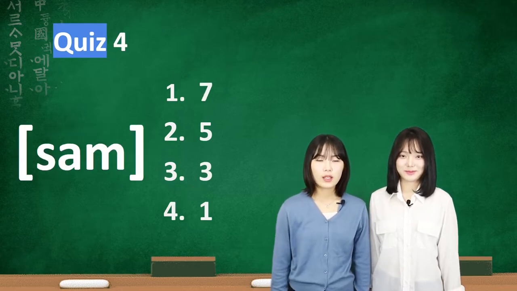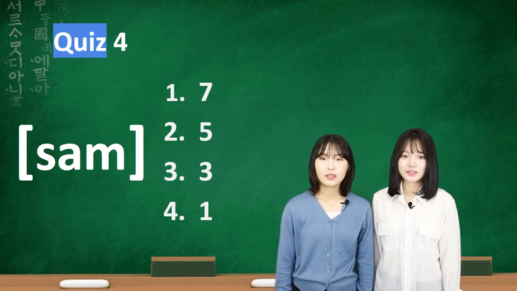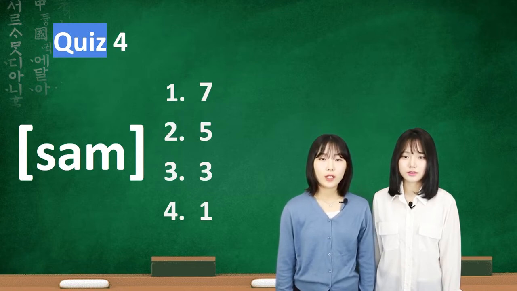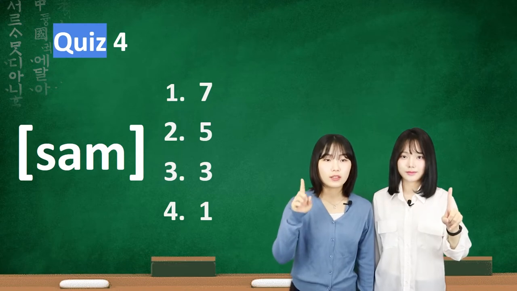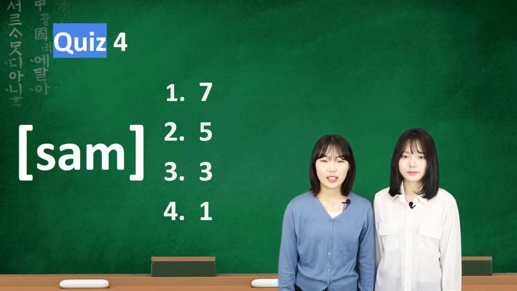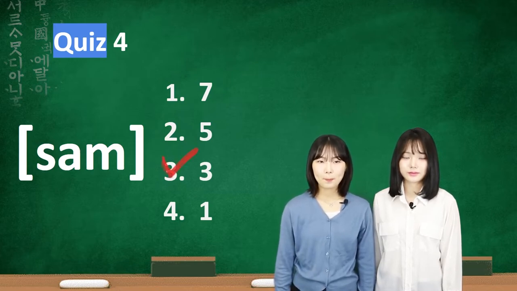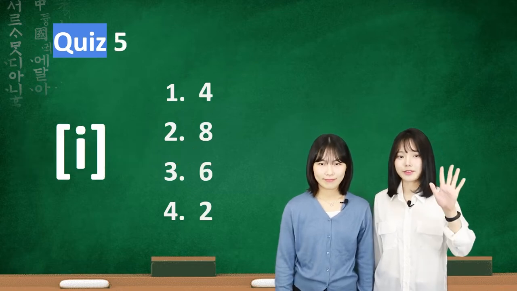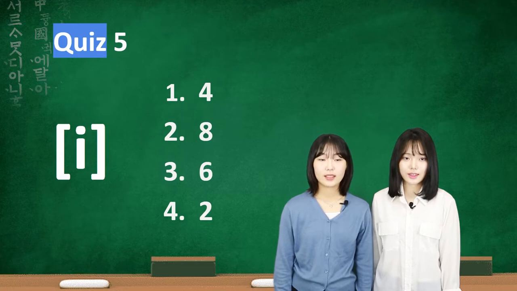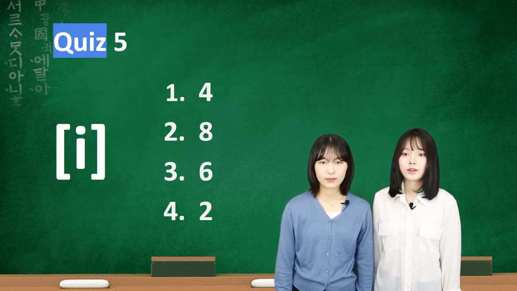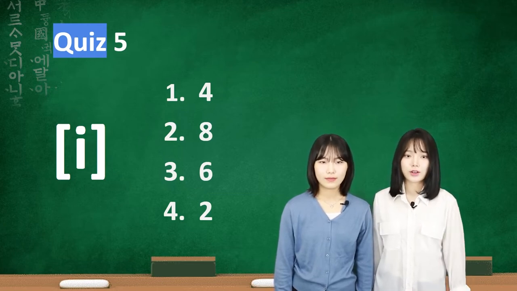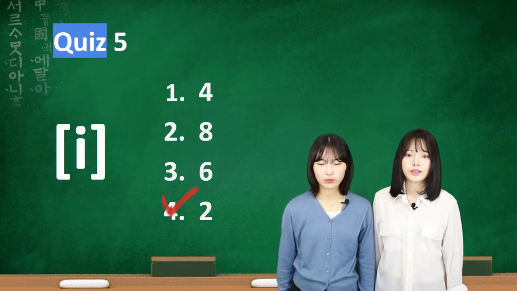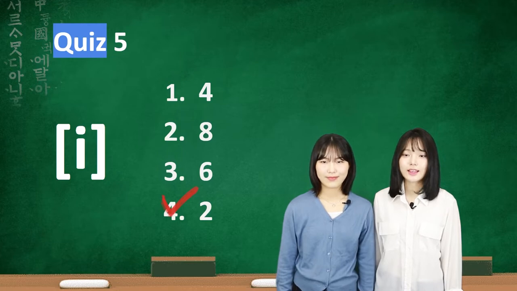Question 4. Which of the following is correct? 5, 4, 3, 2, 1. Yes, the correct answer is number 3. Good. Question 5. Which of the following is correct? 5, 4, 3, 2, 1. Yes, the correct answer is number 4. Good job. Next.